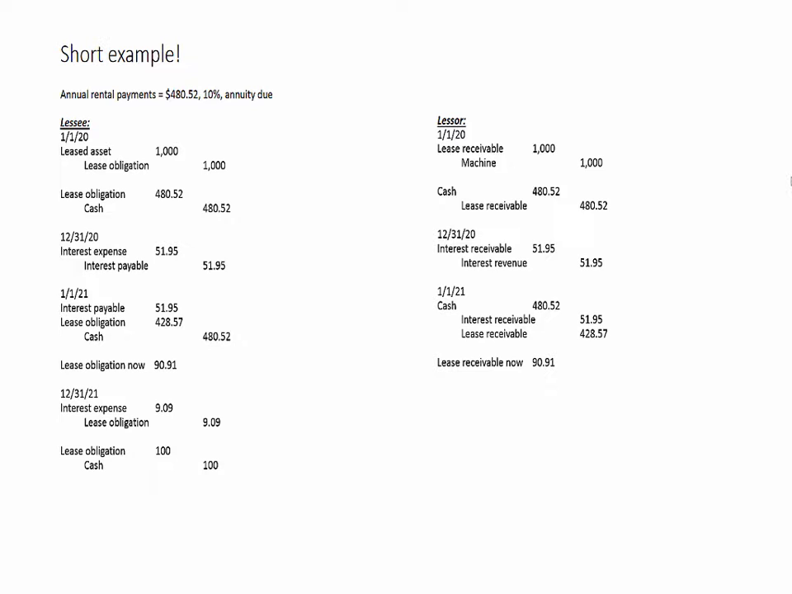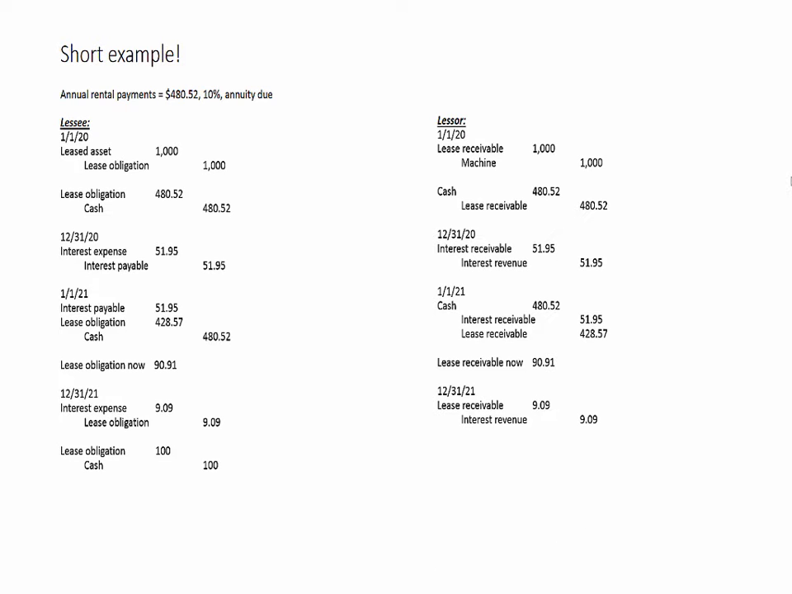So at the end of the year, for the last time, lessee is going to accrue interest on that $90.91 lease obligation. So they're going to record interest expense of $9.09, and sort of a nice touch to go ahead and add that to the lease obligation. That will bring our lease obligation up to $100 even. So when the option is exercised, the lessee writes a check for $100, and that pays off the lease obligation.